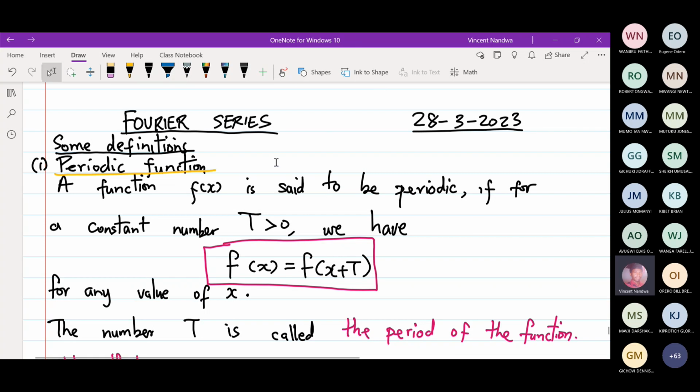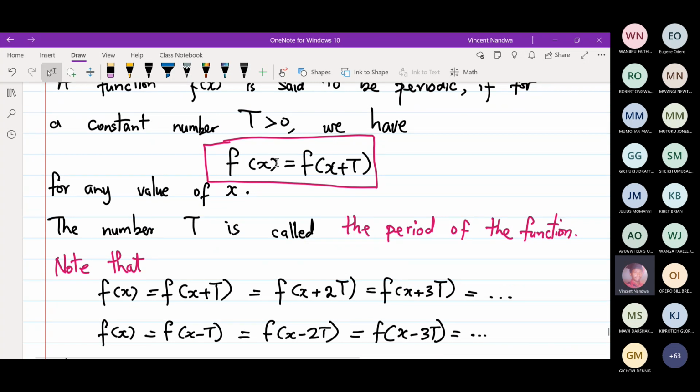And then after defining the periodic function, we also see that you can do an extension, that f of x equals f of x plus T is the same as f of x plus 2T, which is the same as f of x plus 3T. The same values give f of x minus T, and then f of x minus 2T, etc.